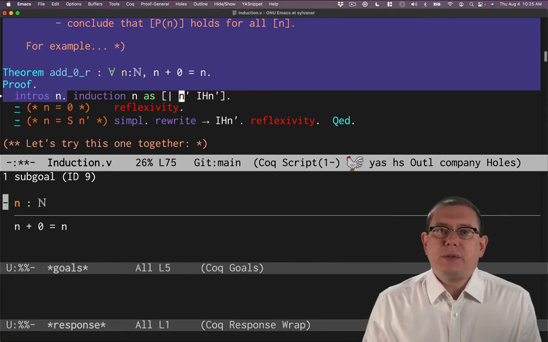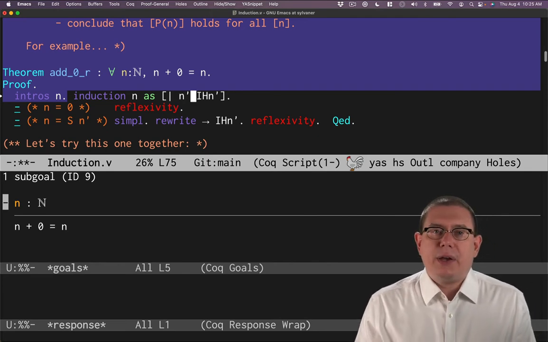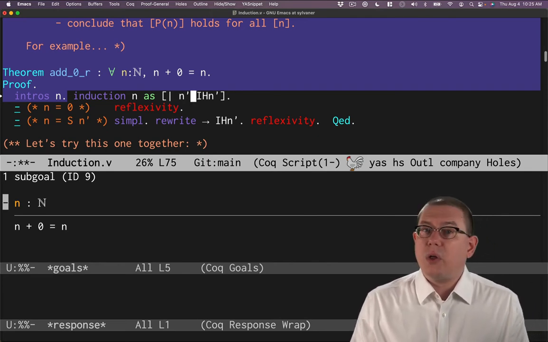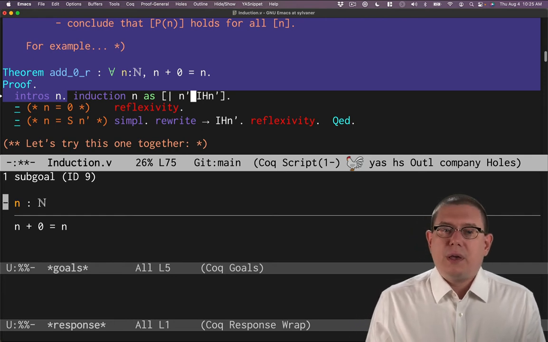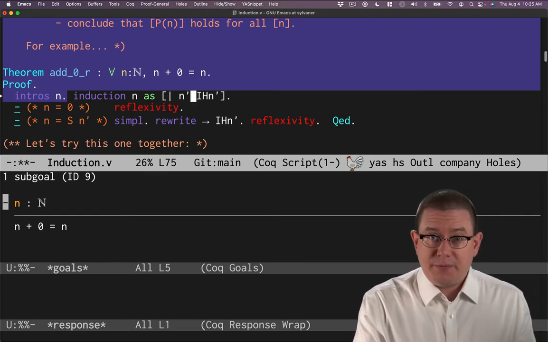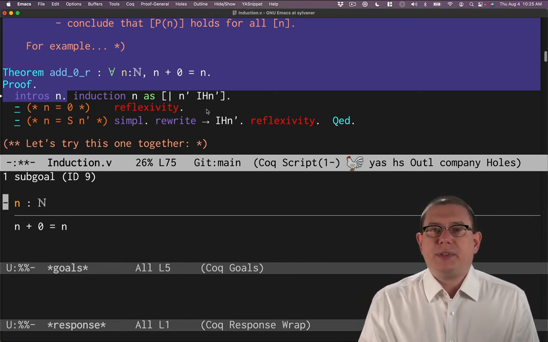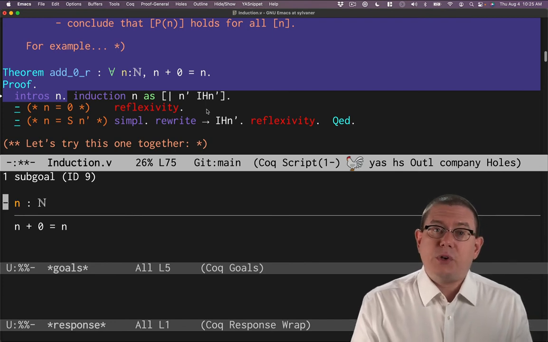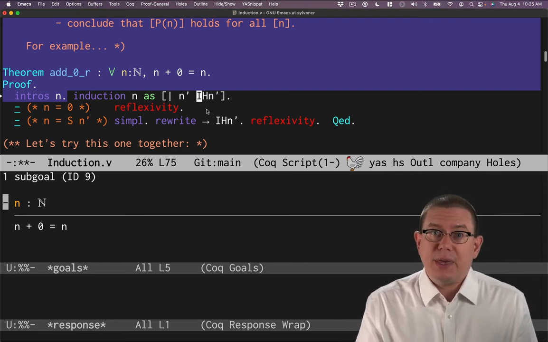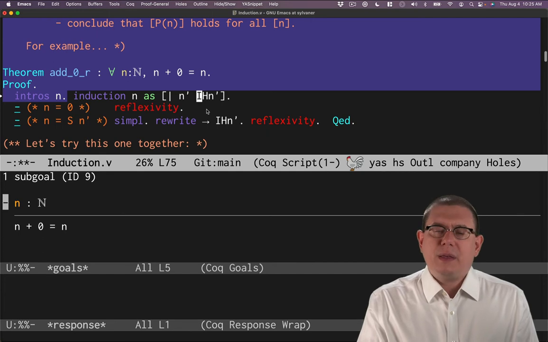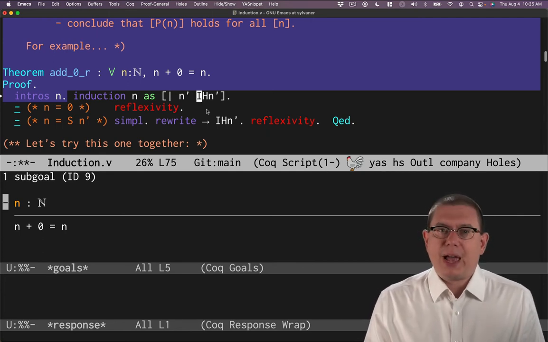In the case of S, we want to give a name to the data carried by the constructor. So this is the smaller natural number inside of it. But we get one more piece of information here, one more name that we get to give, which is an inductive hypothesis. This will give us the inductive hypothesis that we're used to having from the inductive step in a proof by induction. That'll be simpler to explain once we get into that step.